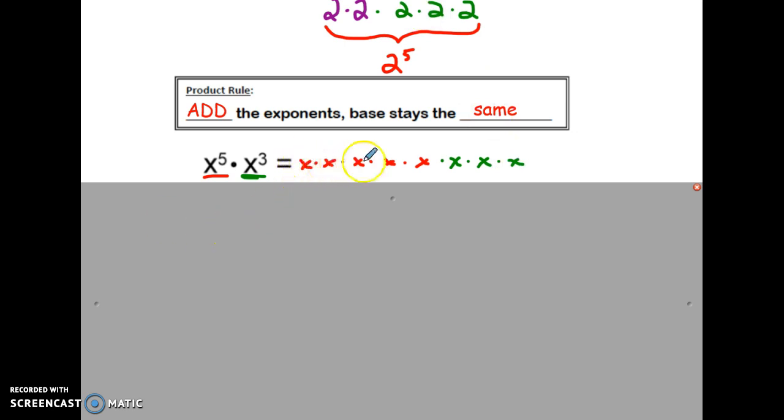If I look at what I have all in a row here, there are 8 of them, so I can use my base and my exponent to show that yes, there are 8. Again, the shortcut is just to go ahead and add 5 plus 3 to give me 8. So if you're comfortable, you can go ahead and use that shortcut, which is called the product rule. And if you prefer, you can still take the time to write out all the factors.